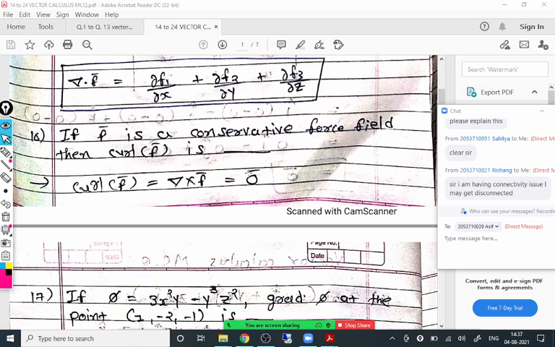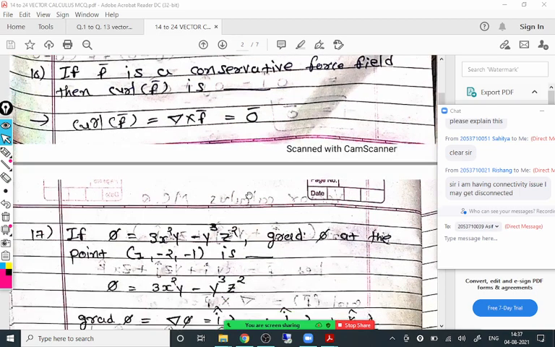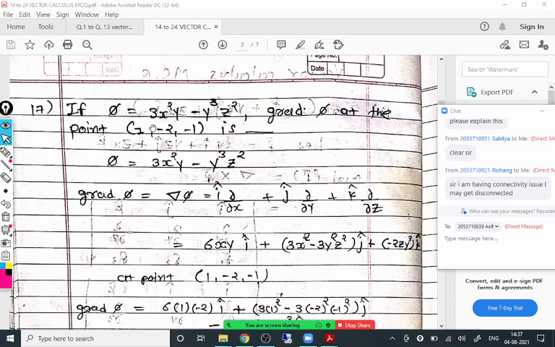If f bar is a conservative vector field, then what is the curl of f? If it is conservative, yes, del cross f bar is 0. If it is irrotational or conservative, curl is 0 there. Good. Just a property.